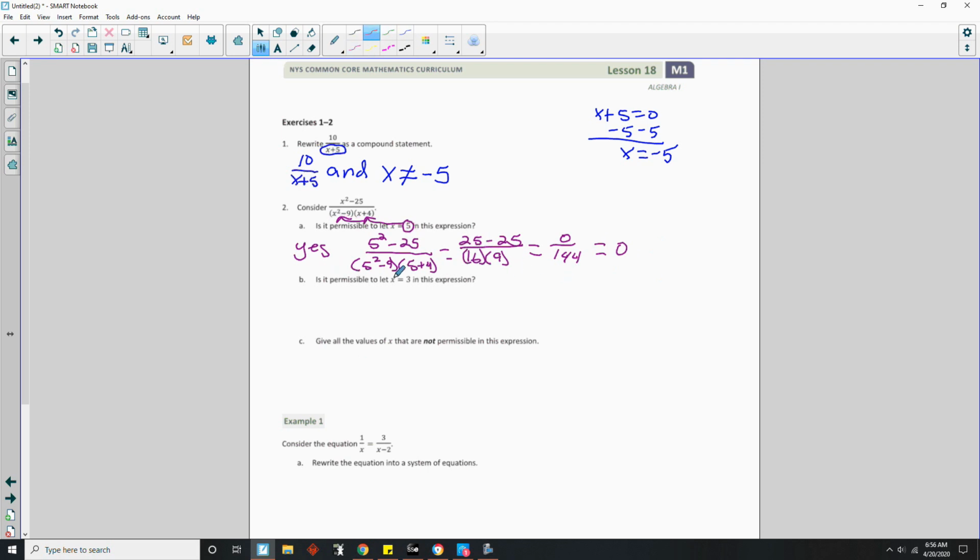B says, is it permissible to let x equal 3 in this expression? So again, I look at these two values. We're always focusing on the denominator cannot be 0. So can 3 squared minus 9 equal 0? 9 minus 9 equals 0. Yes, it does. So I cannot use 3 in the first parentheses in the denominator, because if this was 3, 3 plus 4 is 7, and 0 times 7 is 0. So the answer is no.